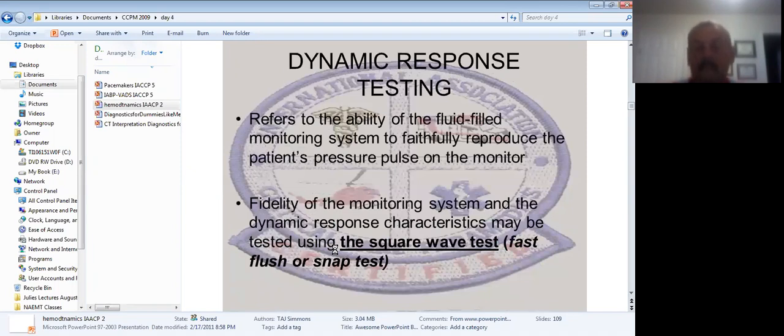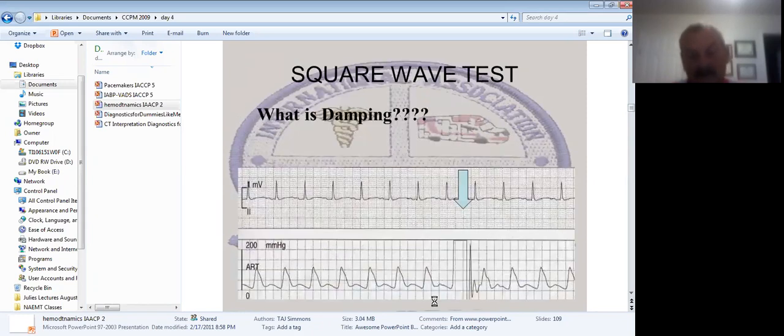So, of course, there are calibrations that we can do. There's dynamic response testing, and this essentially allows any fluid-filled monitoring system to have a calibration so that we can say we faithfully reproduce the patient's pressure on the monitor. And this is what they call a square wave test. Again, similar to what you do on an EKG when you calibrate and you have the square box test. So again, as you can see on the art line tracing here, that's essentially a square wave test. And that just lets you know that the fidelity of your machine is accurate. You are, in fact, reproducing the pressure wave that's inside the patient.